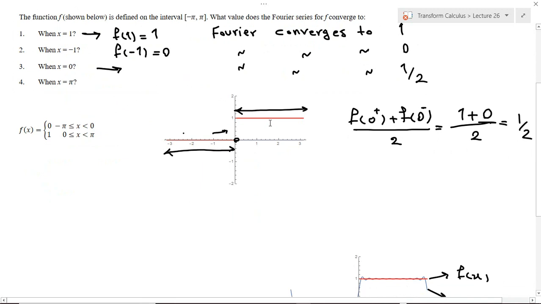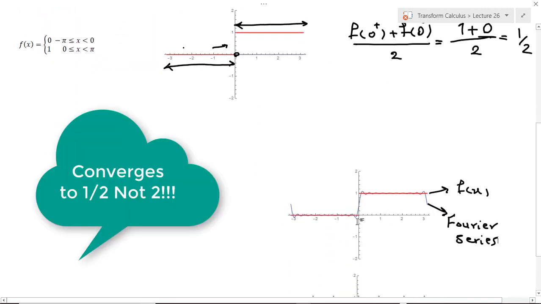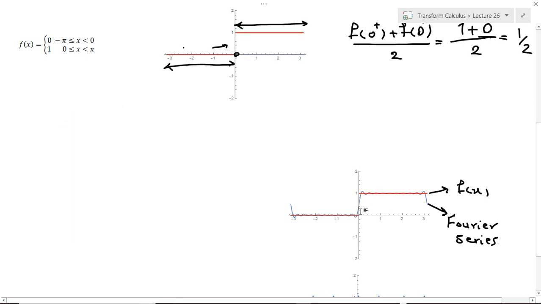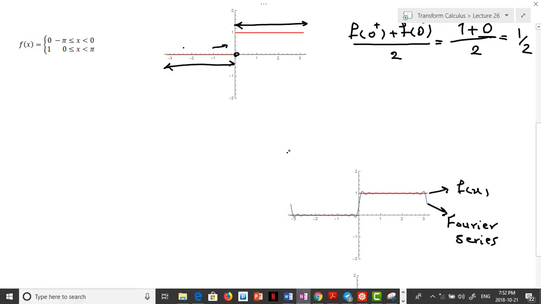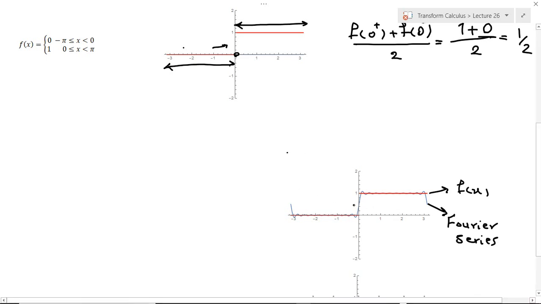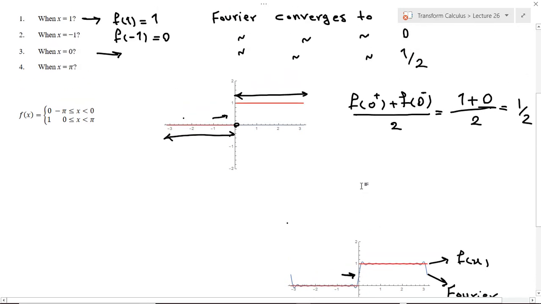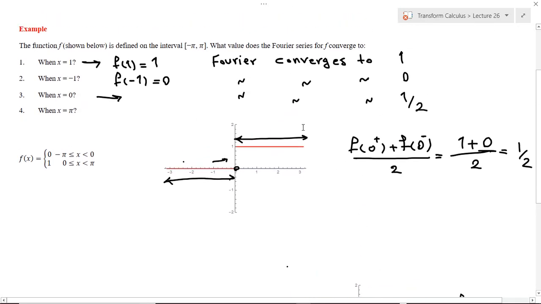When x is equal to 0, based on the definition, we found that the Fourier series converges to 1/2. When x is equal to 0, you can see that the blue plot, which is for the Fourier series, converges to a half. So as a result, we could verify part number 3 as well.